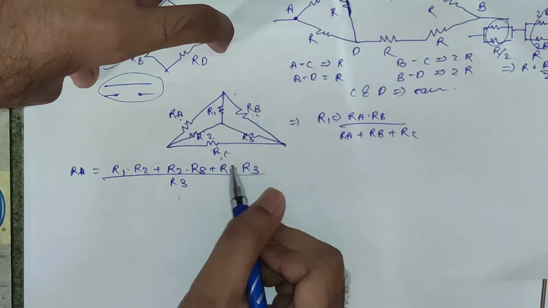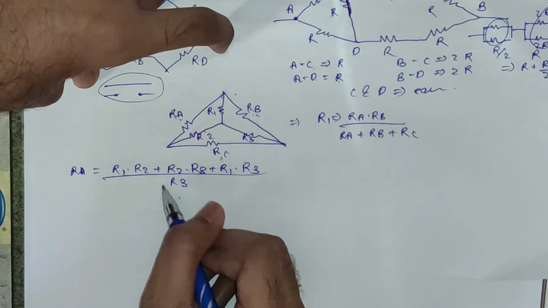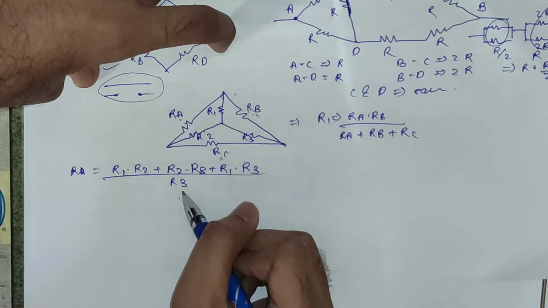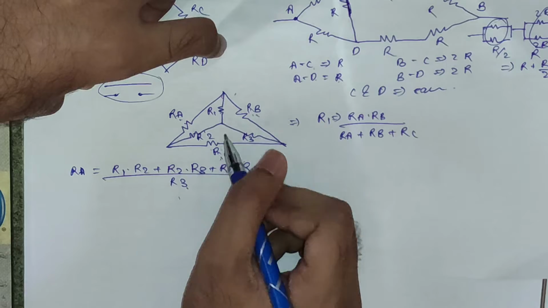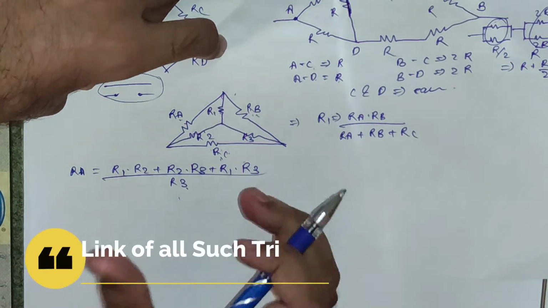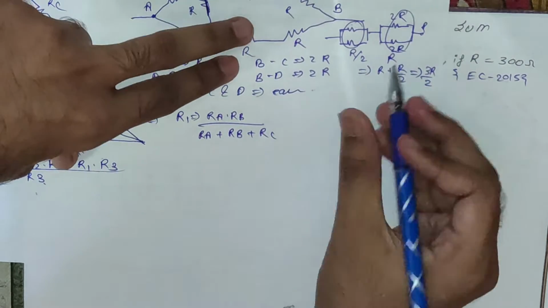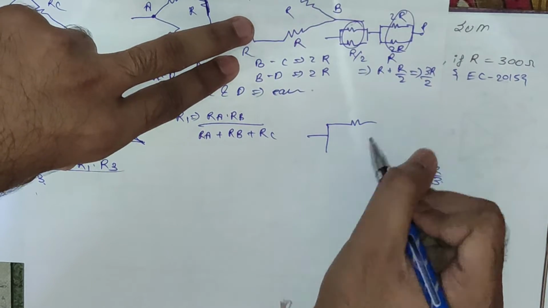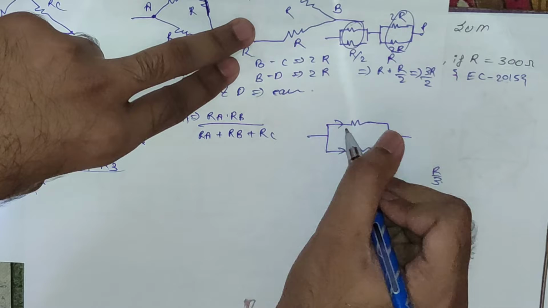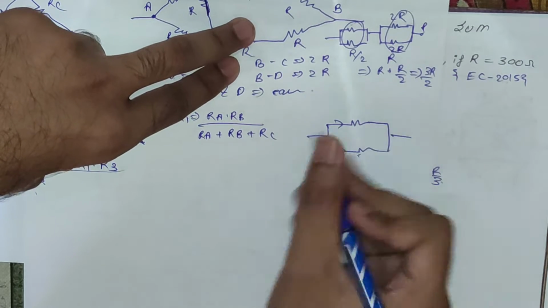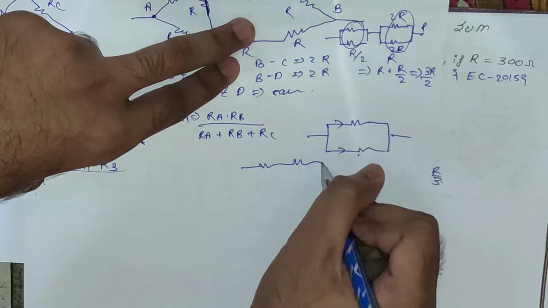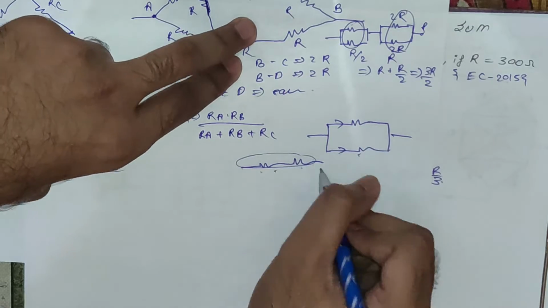For RB the numerator will be the same, just the difference is in the denominator, that will be R2. Similarly for RC the denominator will be R1. So hope you got it. And to identify parallel and series, it is simple. If the current is getting divided into two branches like this, then you can say these two resistances are parallel. If the current is not getting divided, then you will say these two resistances are in series.